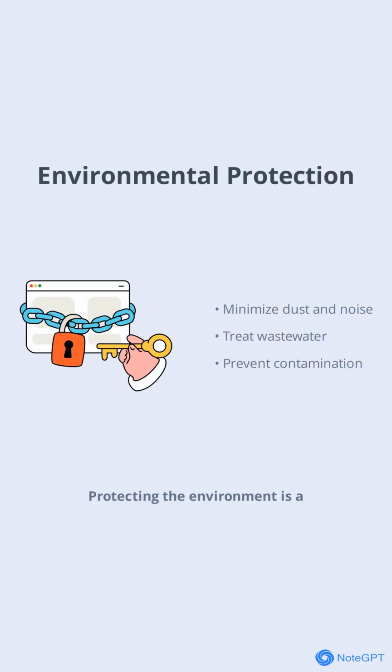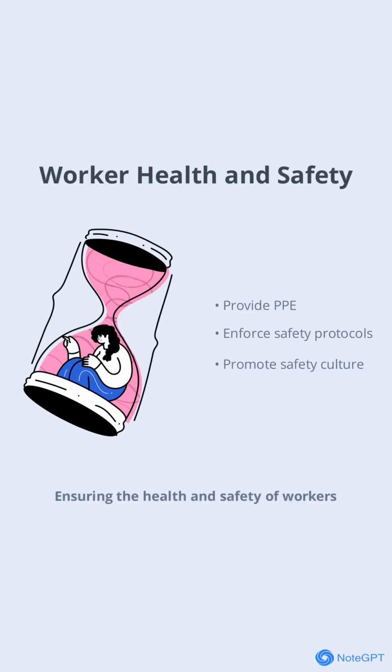Protecting the environment is a key consideration in all construction projects. This includes minimizing dust and noise, treating wastewater, and preventing the spread of contaminants. By following best practices for environmental management, you can reduce the impact of construction activities and contribute to a healthier ecosystem.